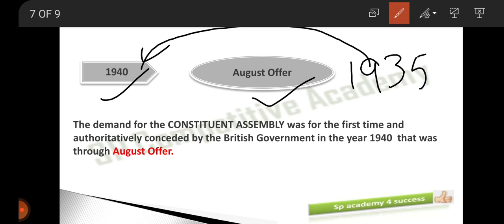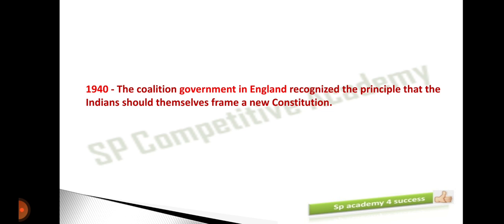Okay, so you may get this question. When was the proposal of the Constituent Assembly accepted by the British government? That was in the year 1940. Through which offer was it accepted? Through the August Offer it was accepted. Right. So finally the British government accepted this in 1940.